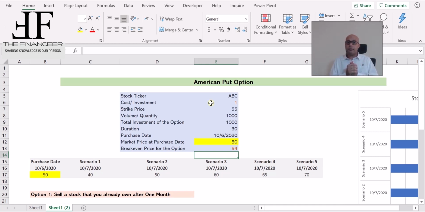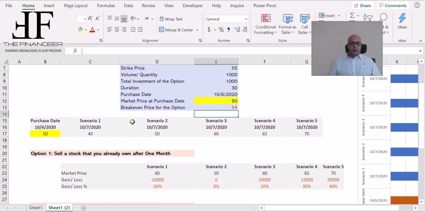Maybe for $35, for example, or $30. And then on the same day, they are going to sell it to the writer of the option. So they are going to exercise the option. They are going to purchase the stock on the same day and go to the writer of the option: "Mr. Writer, I need to exercise this put option. Please give me $55." And then they can achieve the difference in terms of gain on the same day. This is how people are using the put option.